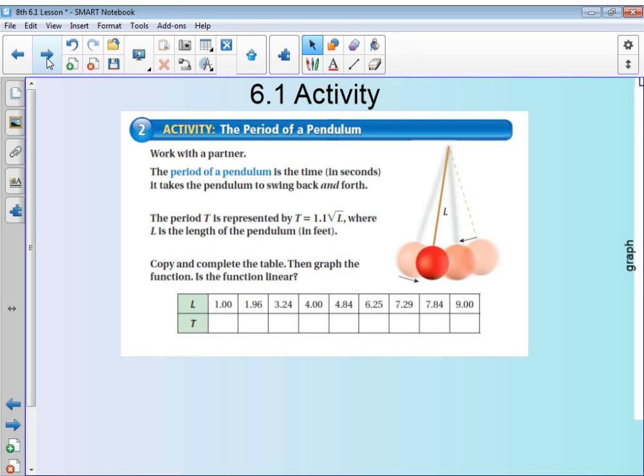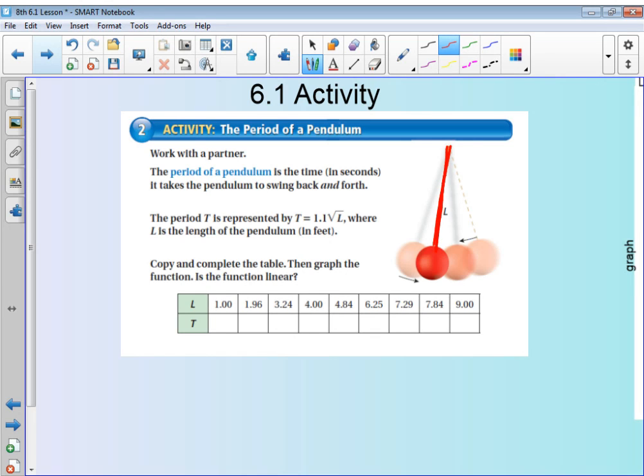It says the period of a pendulum. So remember, a pendulum is where you've got a ball that's swinging back and forth. And it says the period of a pendulum is the time in seconds it takes for the pendulum to swing back and forth. The period T, so they're using T just to represent how long that took, is represented by T equals 1.1 times the square root of L, where L is the length of the pendulum in feet. So they're going to be changing this string length on here to change the length of that pendulum.